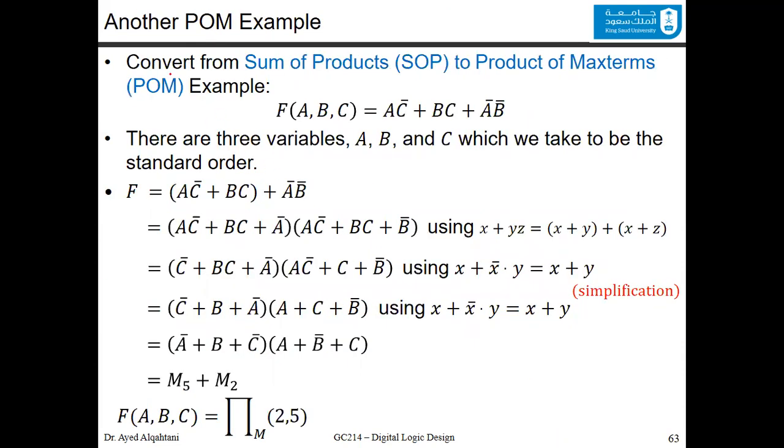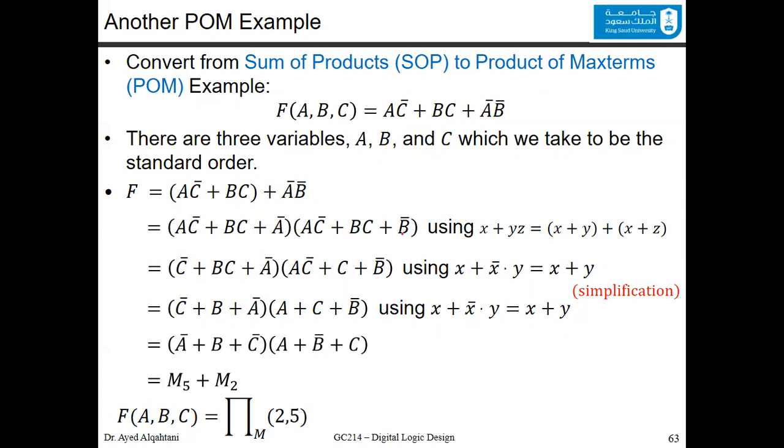That's another example. If you want to convert from sum of products, you can see these are products. They are not max terms. So how to convert from sum of products to product of max terms? You notice here that you have, again, 3 variables, and you do it by using Boolean algebra.